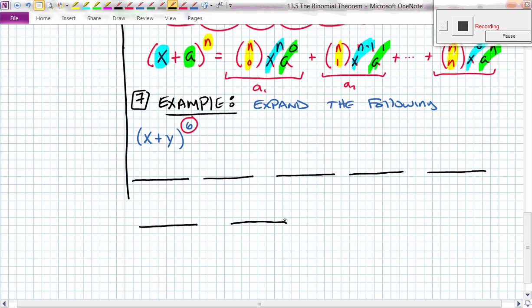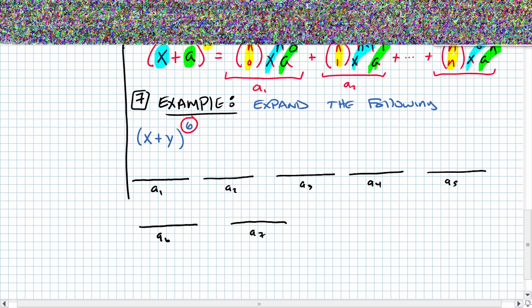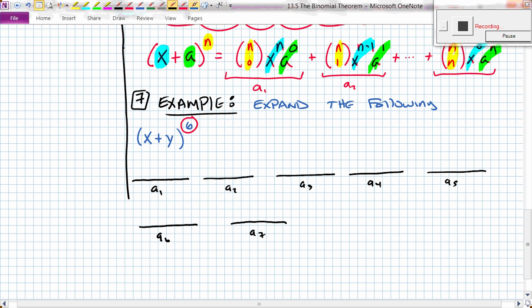Notice how wide my lines are. Each of these represents the terms: the first term, the second term, the third term, the fourth term, the fifth term. First thing, after we figure out that there are n plus 1 terms, so there's 7 terms, let's set up our choose. By that, I mean we're going to start at 6 choose 0 and work our way up. 6 choose 1, 6 choose 2, 6 choose 3, 6 choose 4, 6 choose 5, and lastly 6 choose 6, which makes up my 7th term.